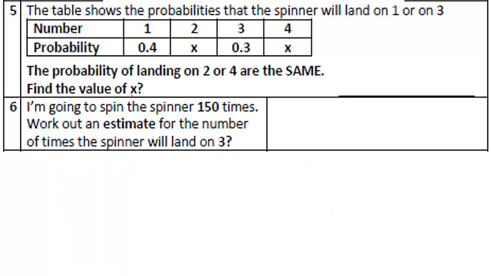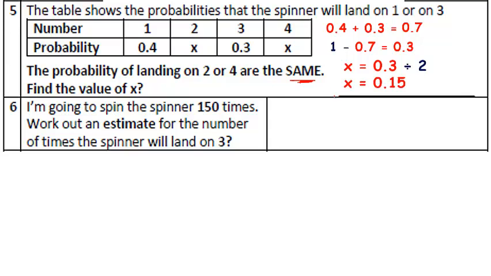Question 5. This is a typical style of these probability questions. We know that the probabilities all add up to 1. Let's add up what's available. 0.4 and 0.3 is 0.7. So that means that the 2 blank spaces, which we are told are the same, the probability for 2 and the probability of 4, they're the same. So 1 take away 0.7 is 0.3. And I need to divide that by 2, which gives me 0.15. So that's the value of x, the probability of getting a 4 or a 2.